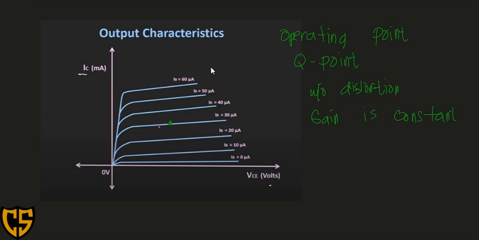Take note also that we cannot put our Q point here. It cannot be in this area because it is near the breakdown region of our transistor. Another reason why our Q point should be at the center of our active region is to maintain the stability of our transistor. So what are we referring to as stability of the transistor? This is stability with the temperature.